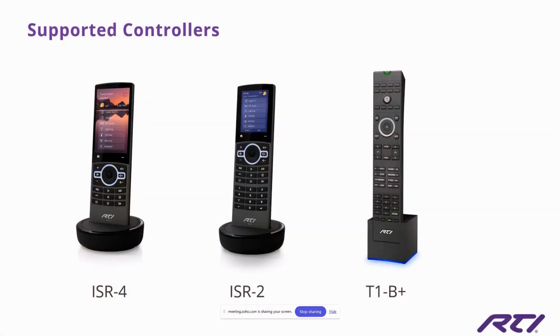Before we begin, let's start with the controllers that support standalone: our Intelligent Surface Remote 2 and 4, and our T1B Plus. There are legacy controllers that also support standalone, but they have been discontinued. Now, if you're using an iOS or Android phone or tablet, or a touchscreen, or even our U3 waterproof remote, you're not going to be able to use standalone. So make sure if you're co-mingling devices that use standalone with devices that can't, that you make the necessary provisions with your client.